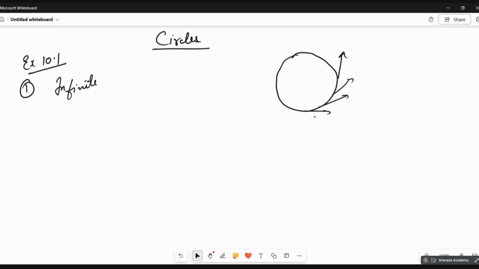Okay. Tangents. So at every point you can draw a tangent. So you have infinite points on the circle, infinite tangents you can draw.